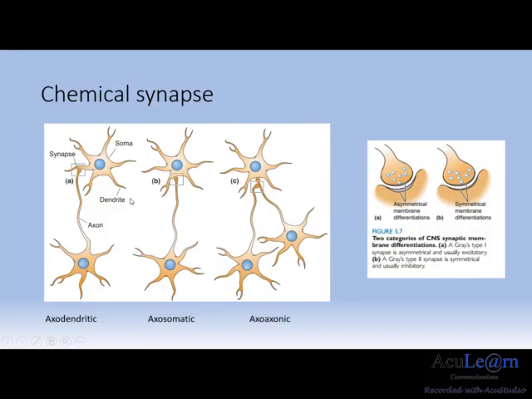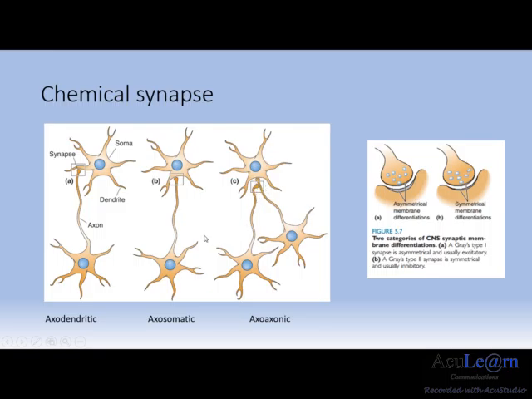The chemical synapses can be differentiated based on which part of the neuron is postsynaptic to the presynaptic axon. In the figure here, for A, it is an axodendritic synapse, which is where the postsynaptic membrane is on a dendrite. In B, it is an axosomatic synapse, where the postsynaptic membrane is on a cell body. For C, it is an axoaxonic synapse, where the postsynaptic membrane is on another axon.